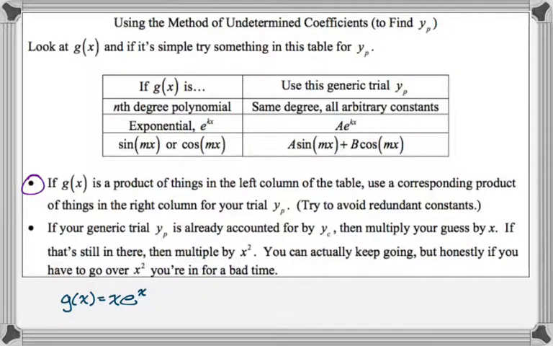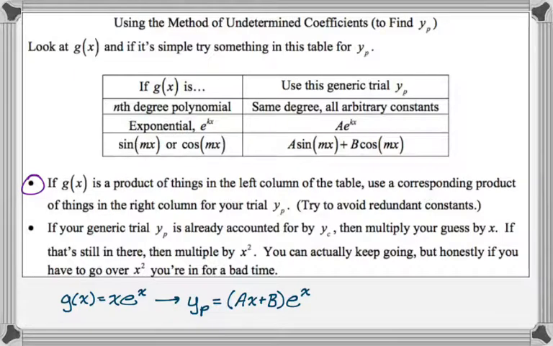And when you're dealing with that, you just take the two generic things that you would have used and multiply them. So what we're going to use for our trial, our particular solution, is a generic linear, so ax plus b, and then a generic exponential, because we're dealing with a linear and an exponential. I'm not going to use c e to the x, because c times ax plus b would just be cax plus cb, and you could just turn that back into two generic constants again. That's why we're just using ax plus b and then e to the x.